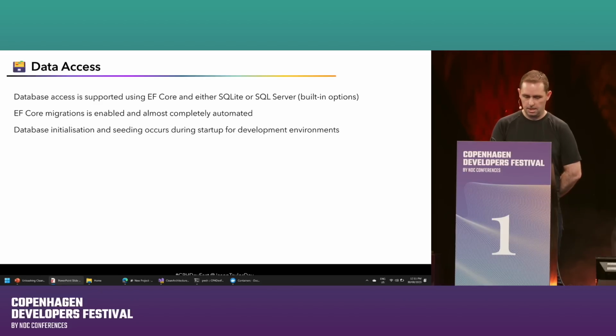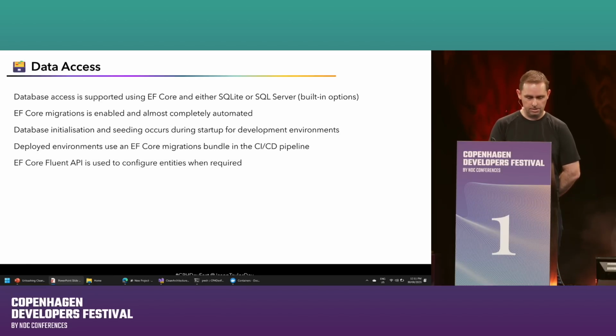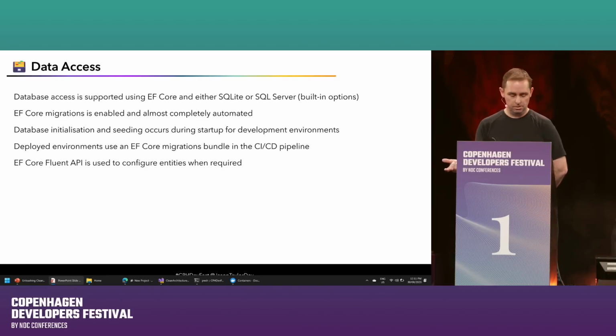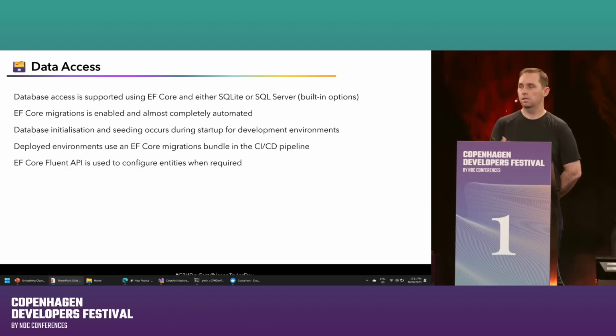All right, so database initialization. Deployed environments use EF Core migrations. EF Core Fluent API is used to configure entities where required. I like to keep my data model sometimes as a dual purpose domain model. I want that to be as clean as possible, so I use the Fluent API for that.